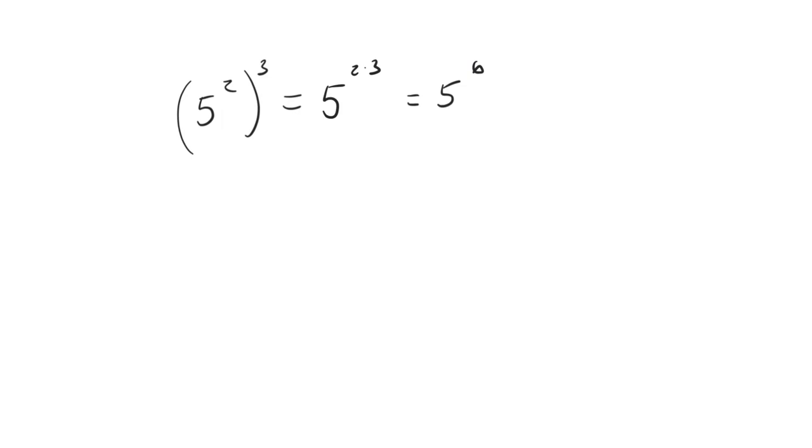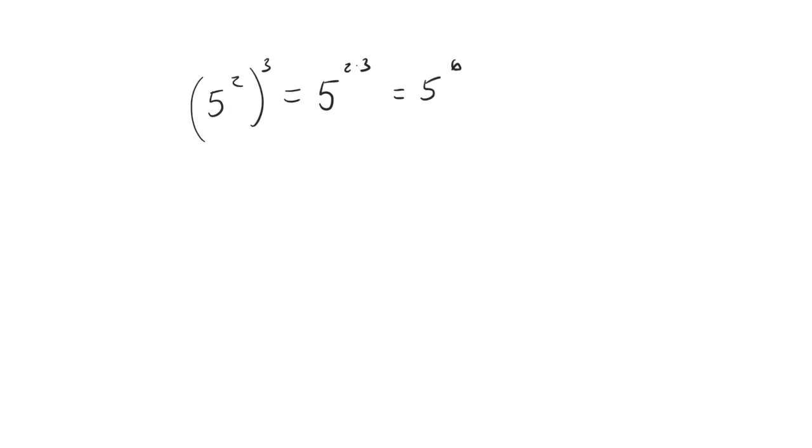Similarly, let's say I had something like 7 to the fourth power. Well, that could be rewritten as 7 squared squared again. Okay, so if you think about it, all we're doing is we're just breaking 4 up into factors. In this case, it's 2 and 2.